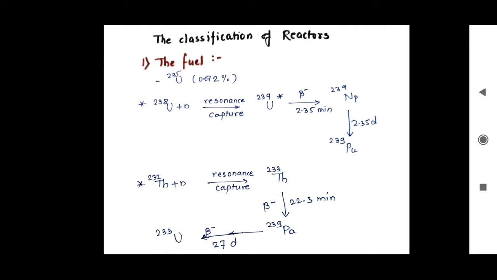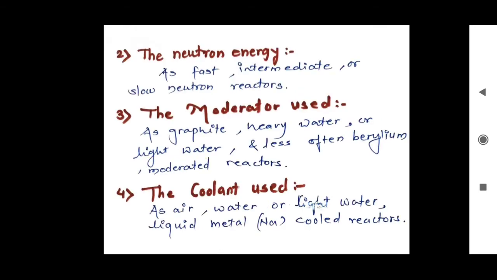Now we will see how uranium-233 is produced. Initially we take the thorium nuclei, the isotope with mass 232. When we bombard it with a neutron, it undergoes a resonance capture reaction, forming thorium-233. Thorium-233 undergoes beta minus decay in 2.3 minutes, forming Pa-233, and after 27 days there is a beta minus decay and uranium-233 is generated. So uranium-235, plutonium-239 and uranium-233 are the three fuels for nuclear reactors. Now we will see the next point.